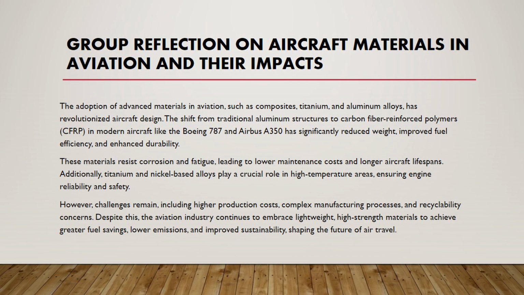And finally, our group reflection on aircraft materials in aviation and their impacts. The adoption of advanced materials in aviation, such as composites, titanium, and aluminum alloys, has revolutionized aircraft design. The shift from traditional aluminum structures to carbon fiber reinforced polymers, or CFRP, in modern aircraft like the Boeing 787 and Airbus A350 has significantly reduced weight, improved fuel efficiency, and enhanced durability. These materials resist corrosion and fatigue, leading to lower maintenance costs and longer aircraft lifespans.